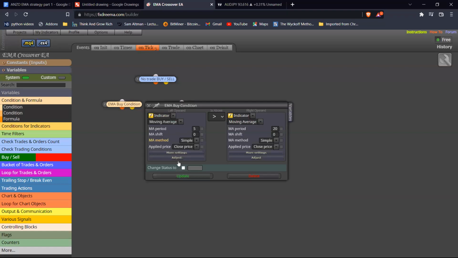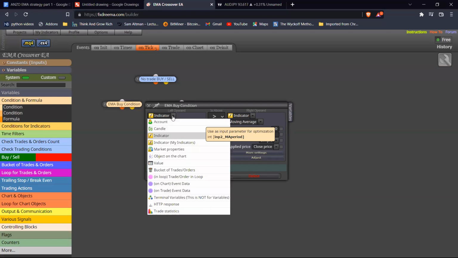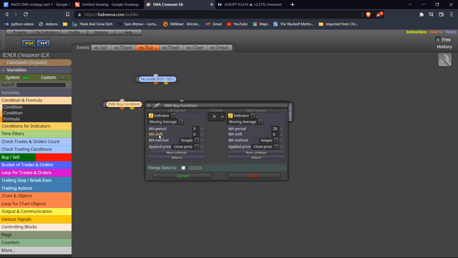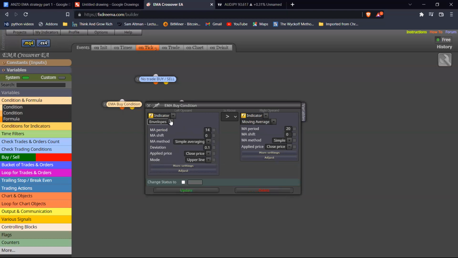So you can see this is where it's powerful. You can see here indicators. There are a lot of things you can check: the candle, the indicator, a loop, a lot of things. What we want to check is the indicator. There are a lot of indicators here, such as envelope, but what we're looking for is the moving average indicator. So let's go down to moving average.